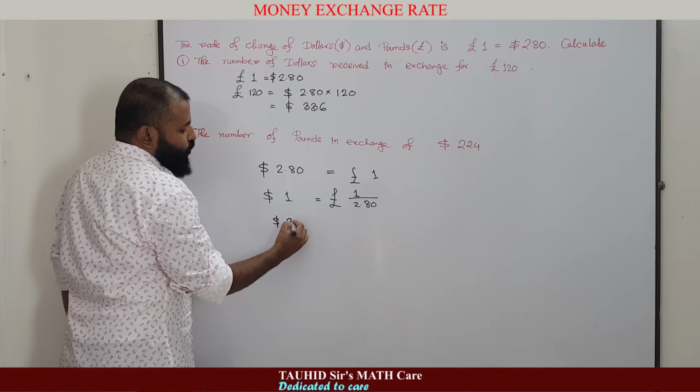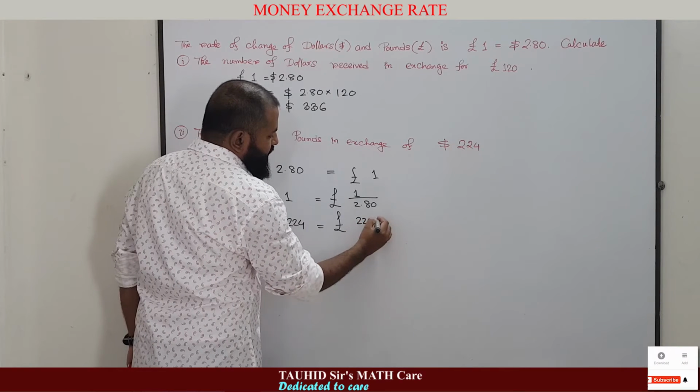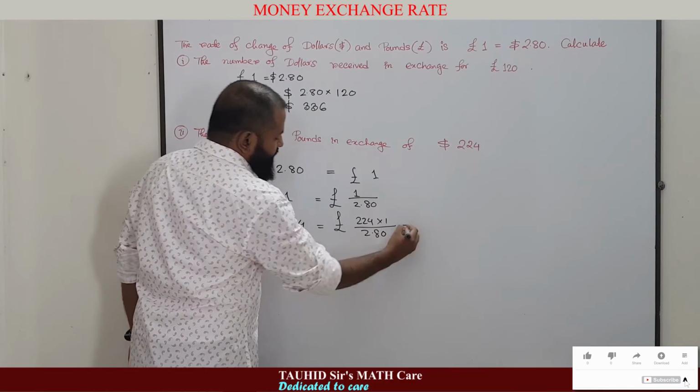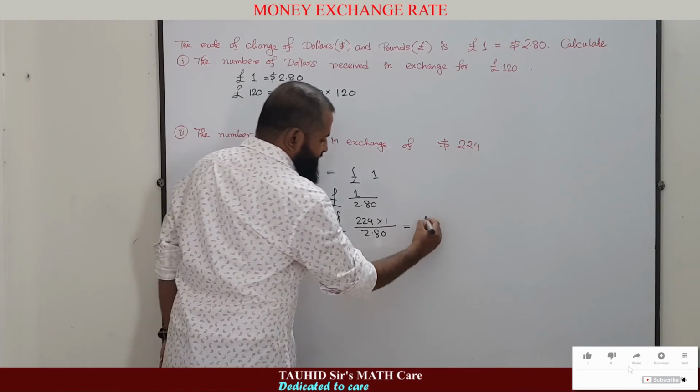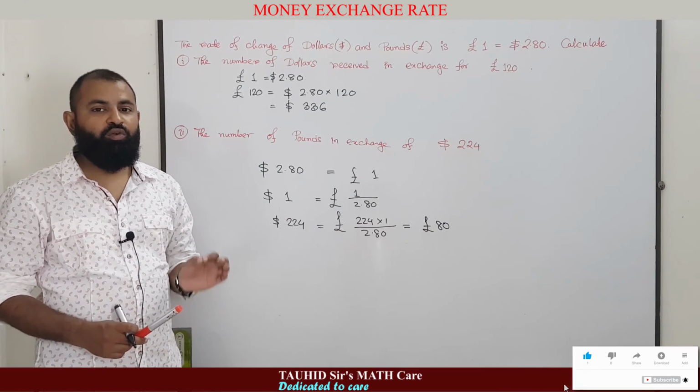That means $224. It means 224 multiplied by 1 divided by 2.80 pound. Therefore, we get the value as 80 pound. This math is also an example of unitary method.